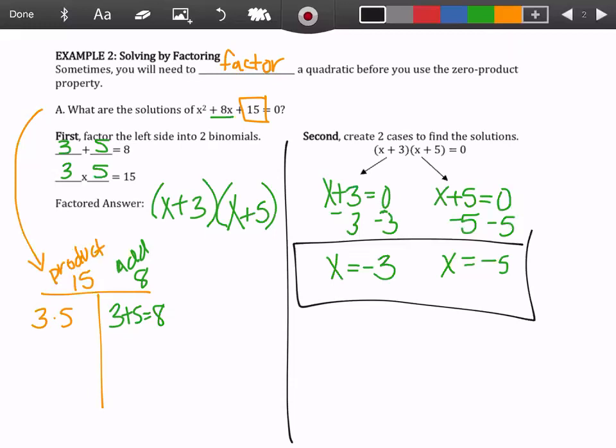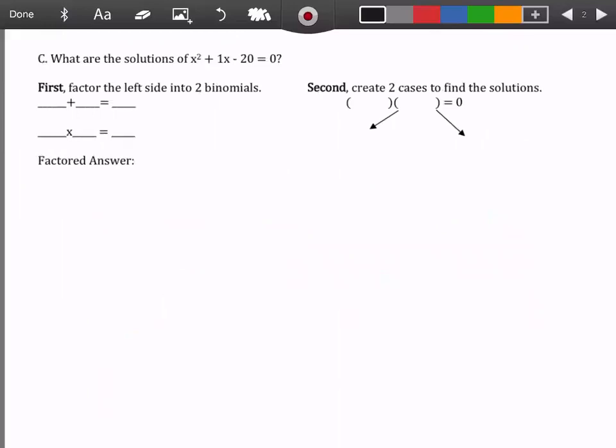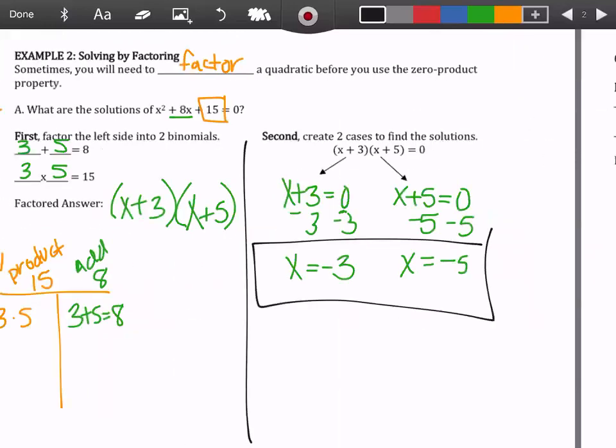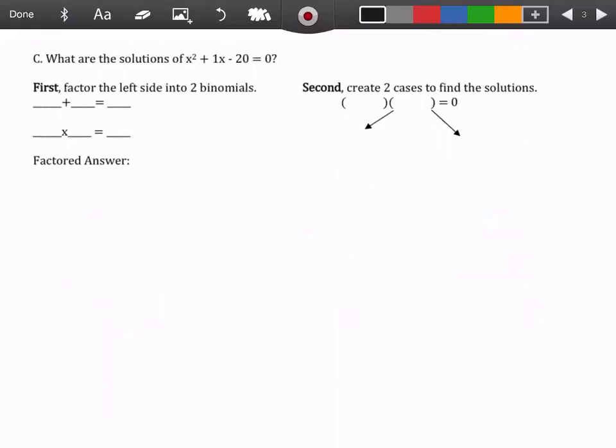Now, another example. We are going to factor x squared plus 1x minus 20 equals 0. If you are following along with the notes, notice how we skipped an example. We have example 2a. I'm skipping 2b. We're doing 2c right now. So x squared plus 1x minus 20 is equal to 0. So first factor the left side into two binomials.